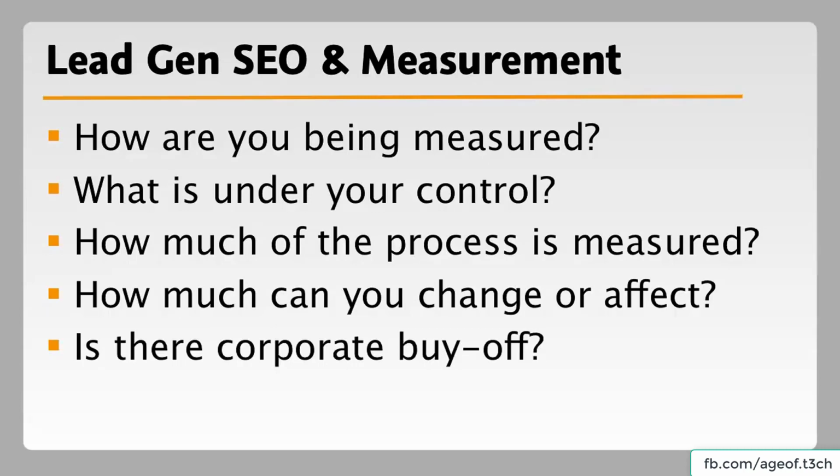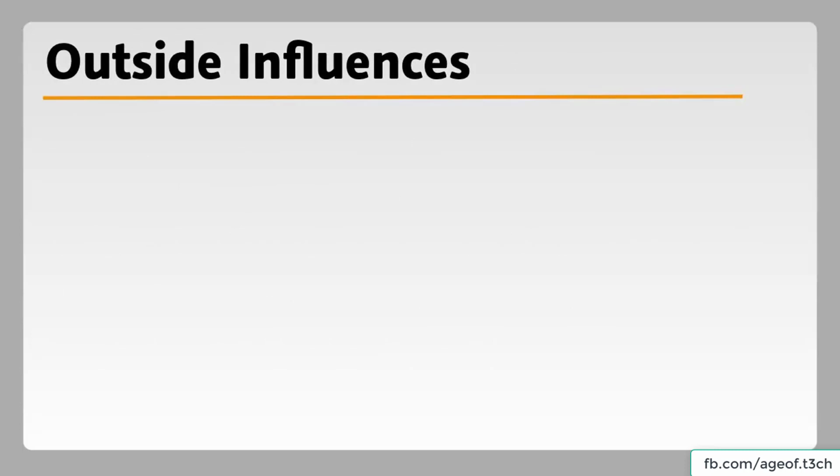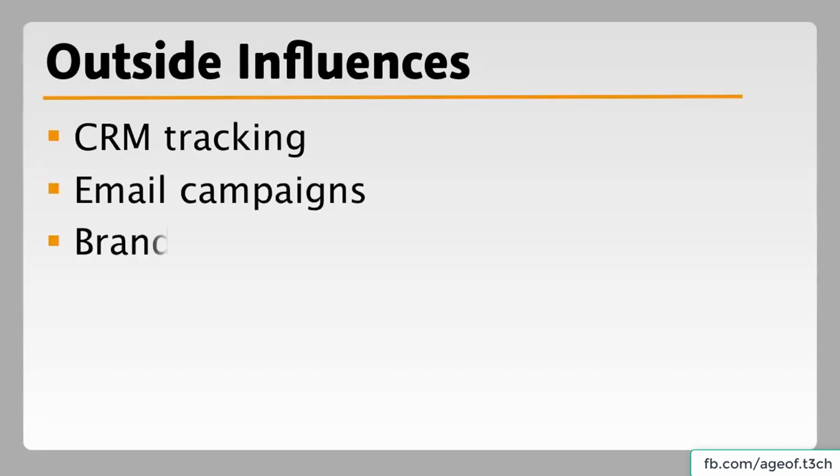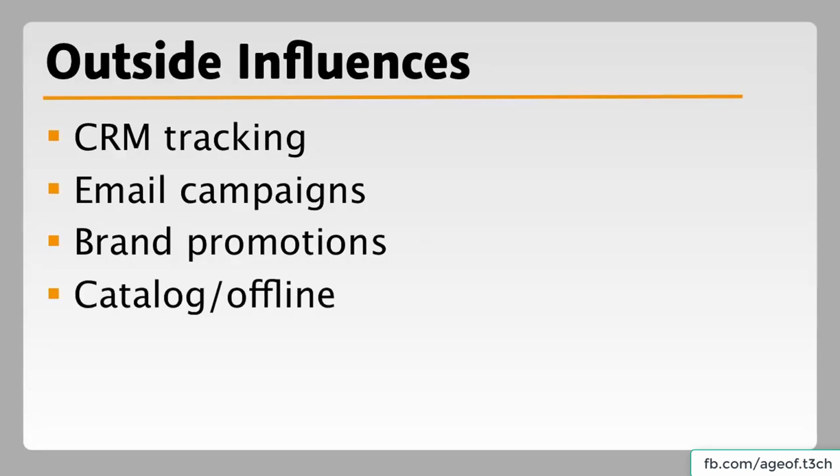Will people agree with you that you are responsible for this group of actions and someone else is responsible for another group of actions? There's always a lot of outside influences. It depends on, are you tracking your leads? Are there email campaigns going out? Are there any promotions that you don't know about? Does your company send out catalogs or do other offline promotions? You need to know these things so that you can do your job better and more effectively, and also work them into any tracking that might be taking place.